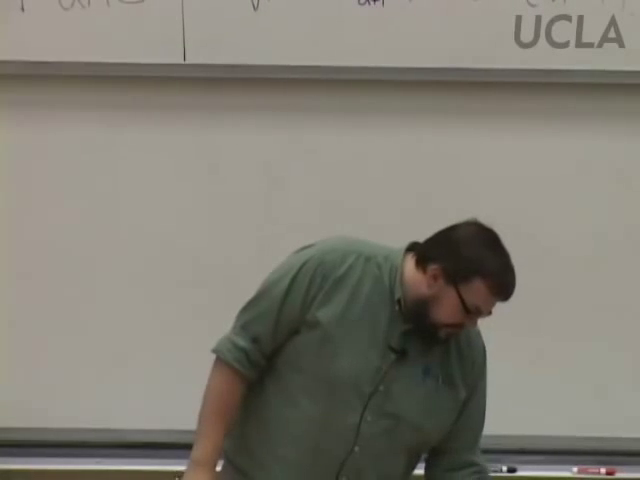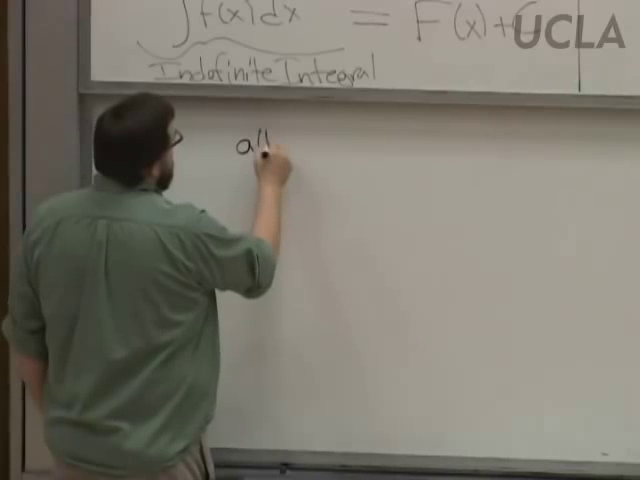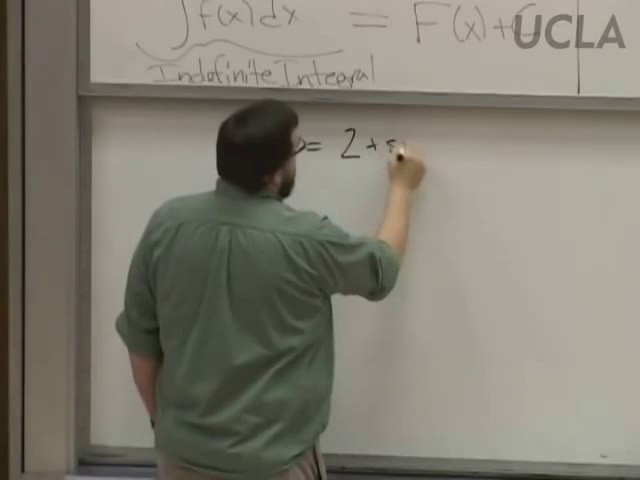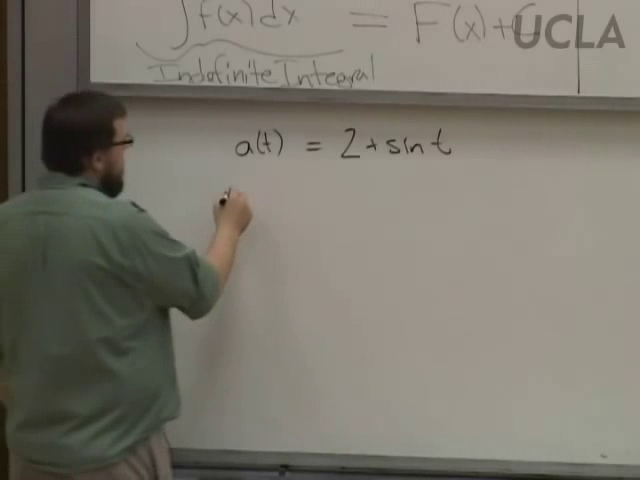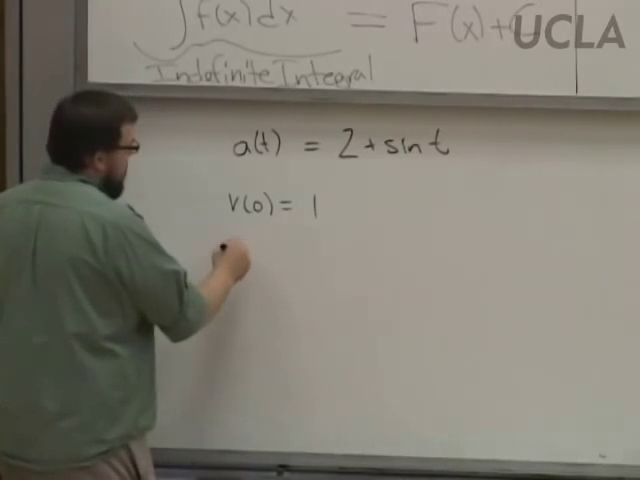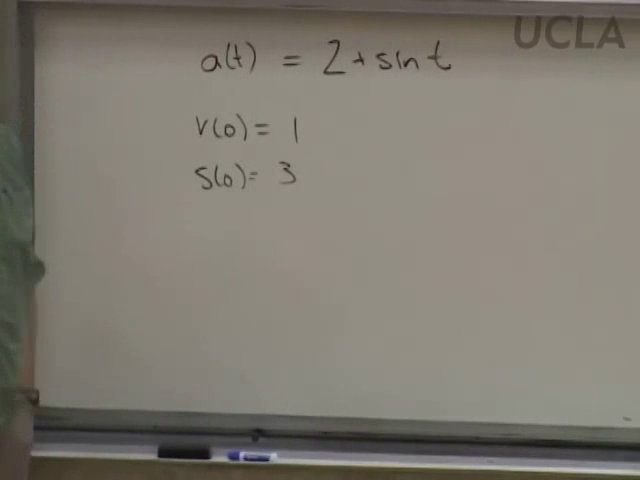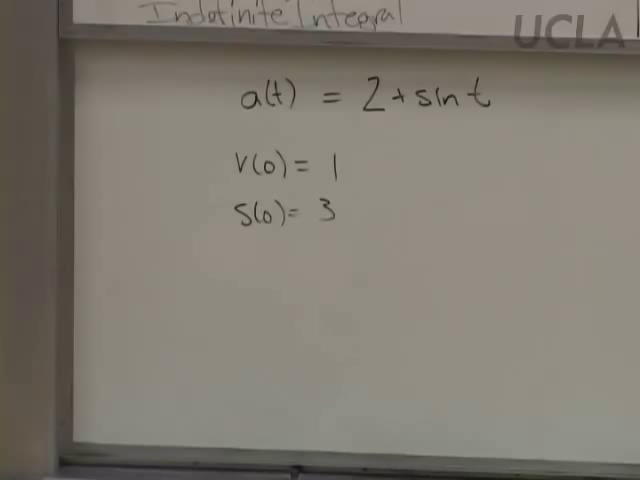Okay, so suppose I tell you the following. Suppose I know that my acceleration at time t is 2 plus sine t. And I know something about what's happening at time 0. I know my velocity at time 0 is 1. And I know my position at time 0, which we call s, is 3. So I know these two facts. And I ask you the following question. What is my position at an arbitrary time t?